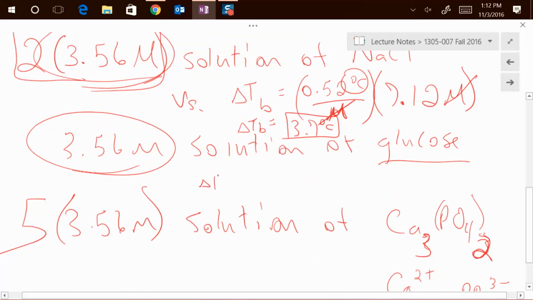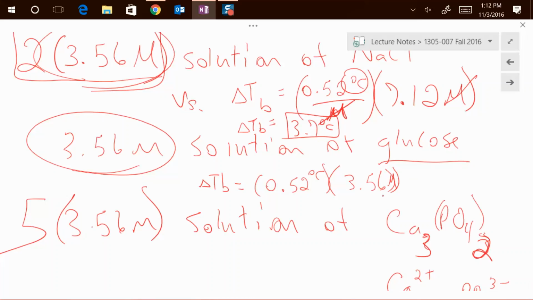Okay. What's it going to be if I have a 3.56 molar solution of glucose? Delta Tb equals 0.52 degrees Celsius times 3.56, because I don't have to change the molarity here because it's just a single thing. It doesn't break apart into pieces. Okay? So what is that?